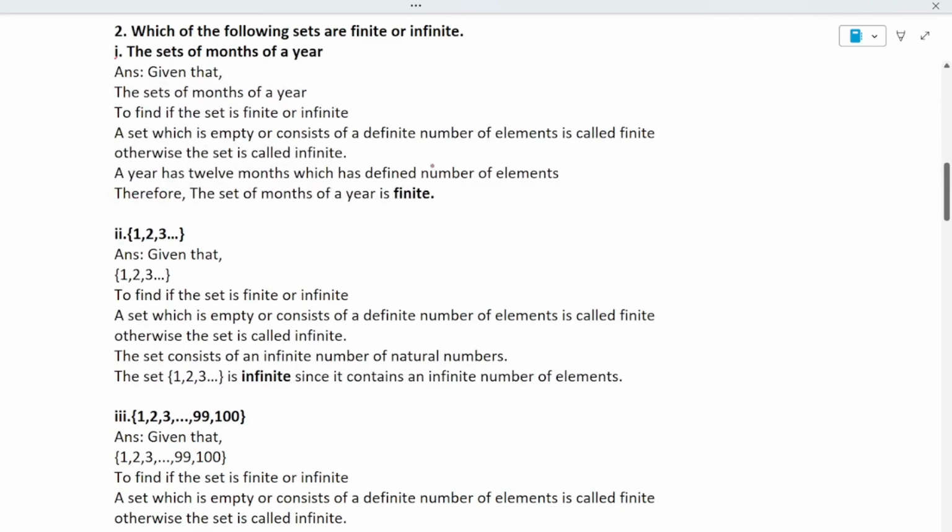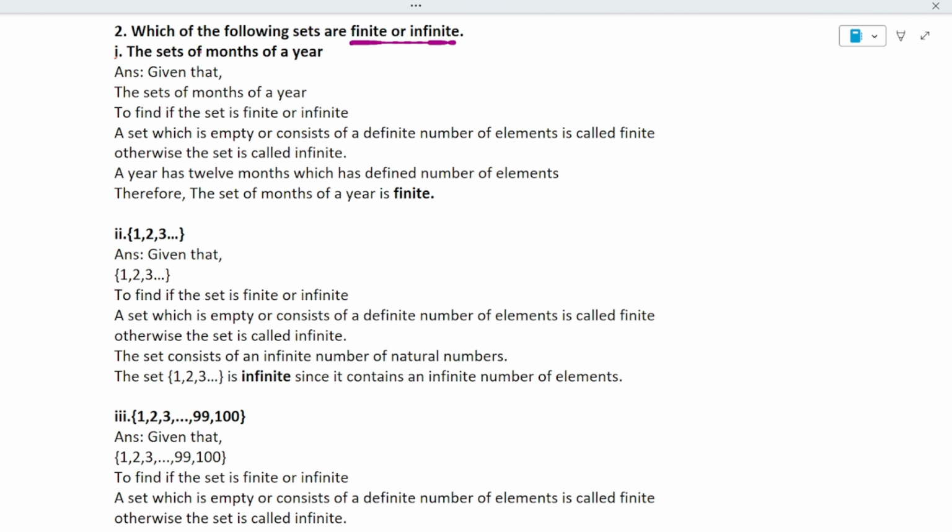Now let's see the second question, that is, we have to say whether the sets are infinite or finite. Now let's take the first question. As we all know from understanding the question, finite means the number of elements in the sets should be countable. Infinite means there can be many elements.